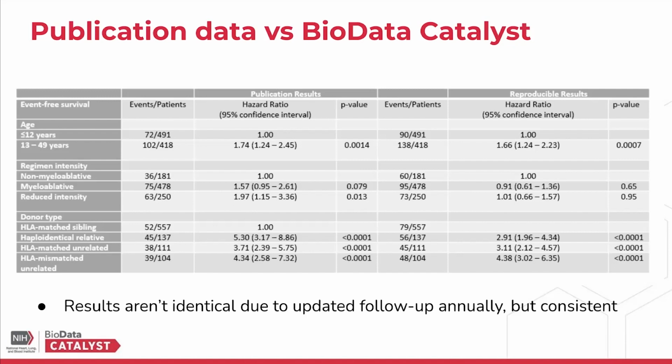So the results are not exactly the same, although you can see that patient age and donor type are still highly significant and significant predictors of event-free survival. The effect magnitudes are very similar. And while regimen intensity is no longer a significant predictor of event-free survival, that's not really that surprising, because regimen intensity tends to have an early effect and then kind of a washout period.